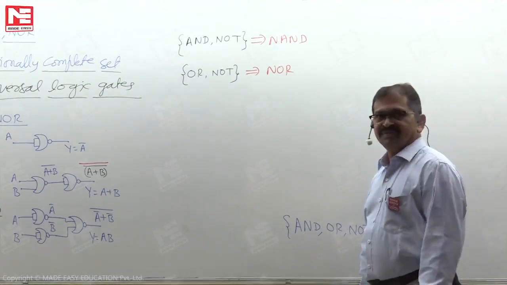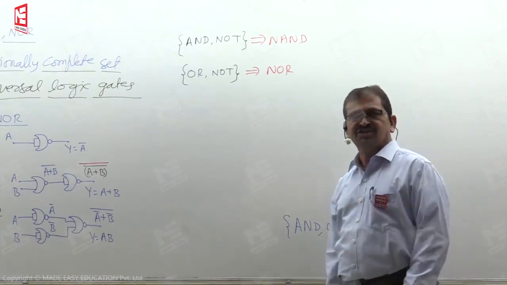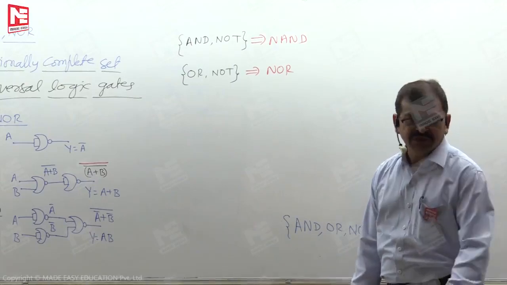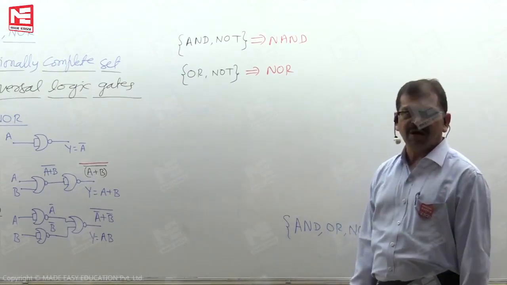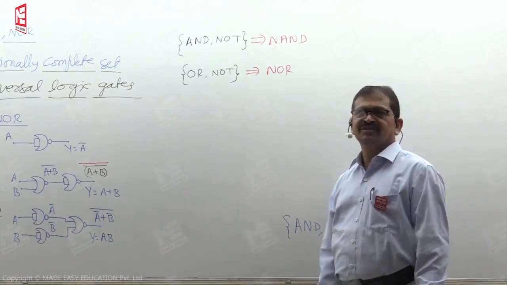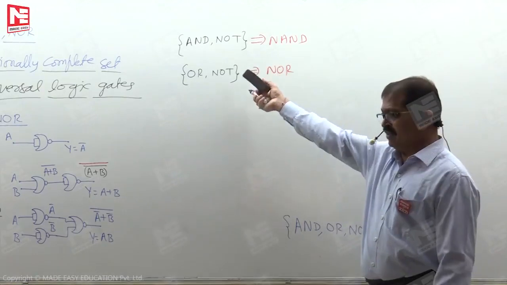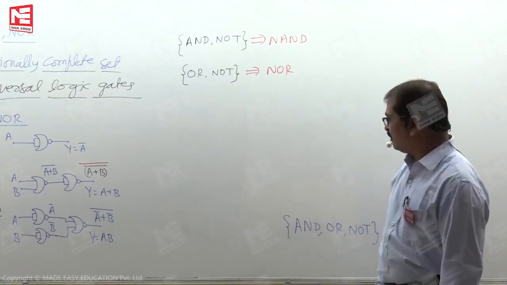You may have questions, maybe sometimes a simple question, something like this. Which one of the following sets is functionally complete? A, B, C, D options will be there. One option A is AND, OR, one option B is OR, XOR, something like this. So definitely one of the options is supposed to be this, either the set of AND NOT or the set of OR NOT is functionally complete.